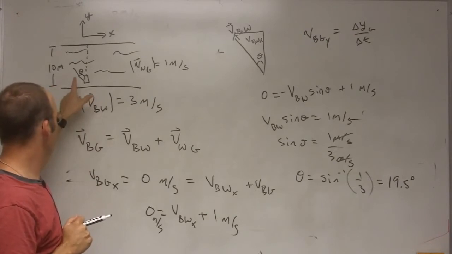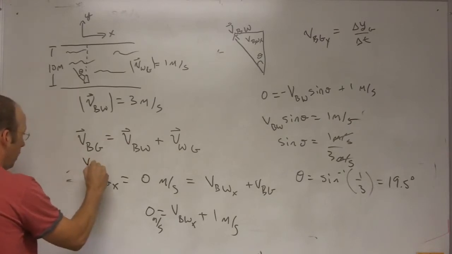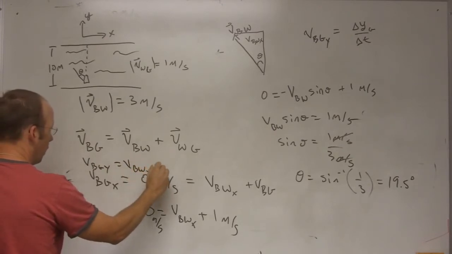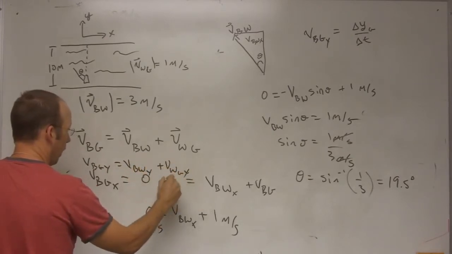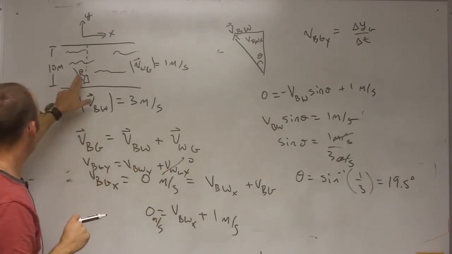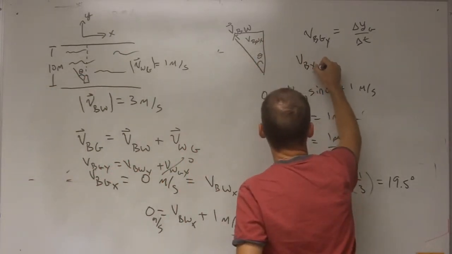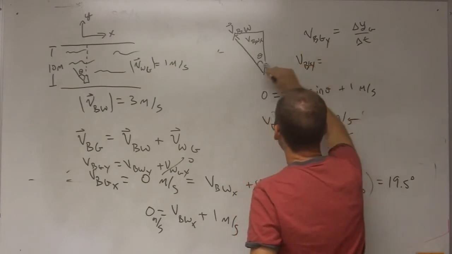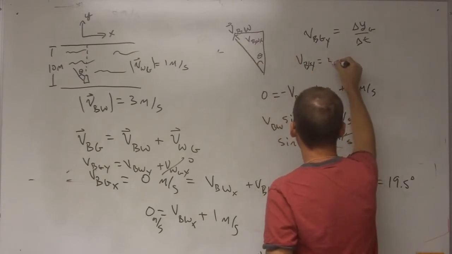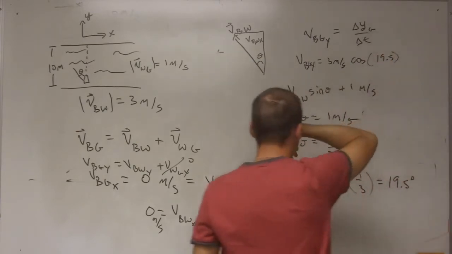What's the velocity of the boat with respect to the ground in the y direction? Well, it's the same part of this. V_BGy equals V_BWy plus V_water-ground y. That's 0. So these are the same thing. So if I look back over here at the y direction, V_B ground y is going to be the cosine of that angle times the hypotenuse. So it's going to be 3 meters per second times cosine of 19.5 degrees.